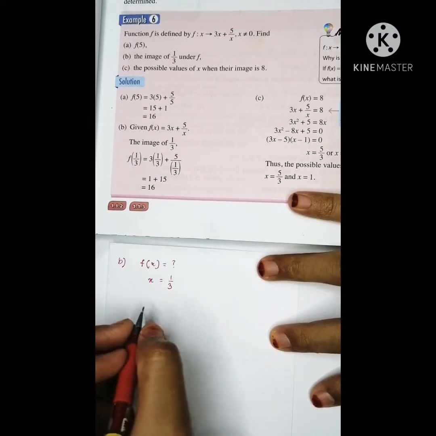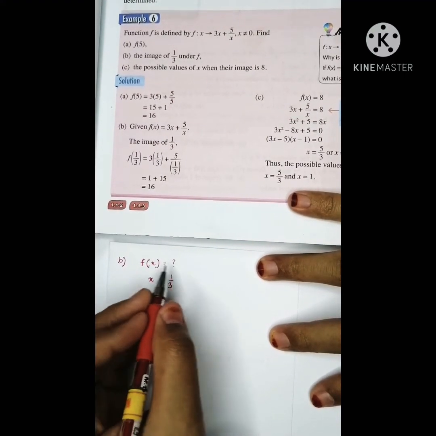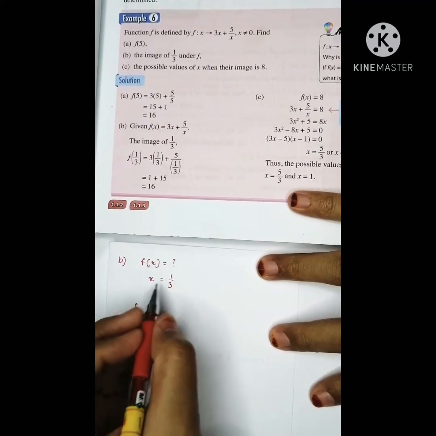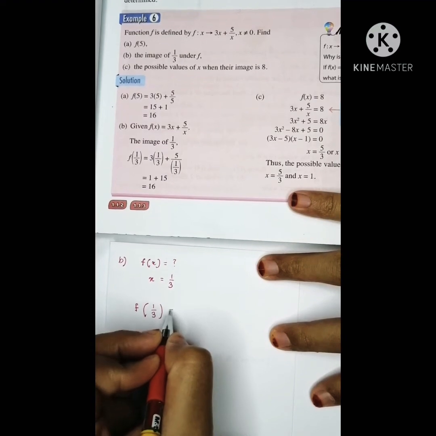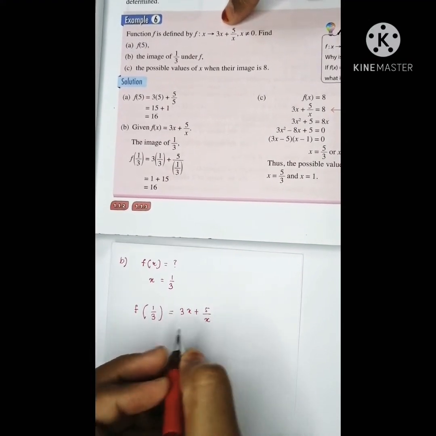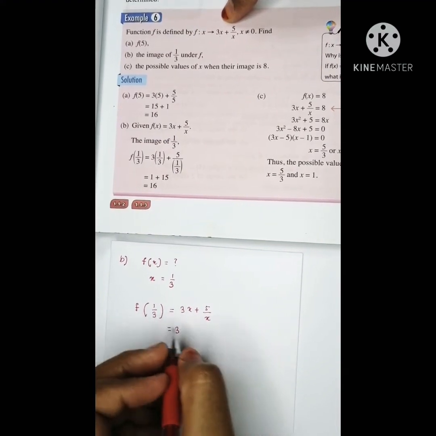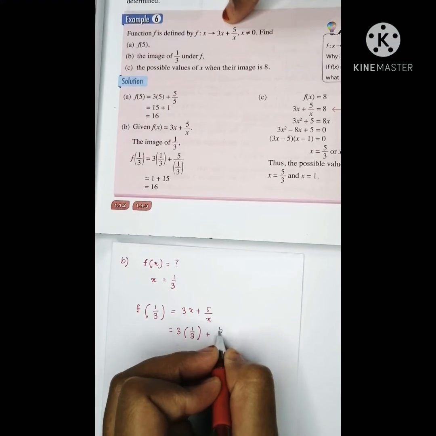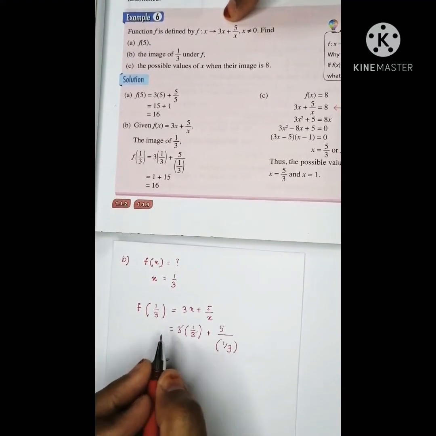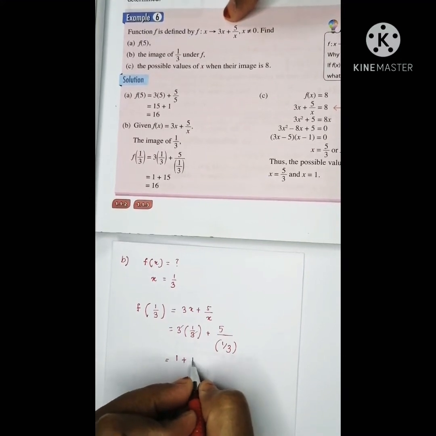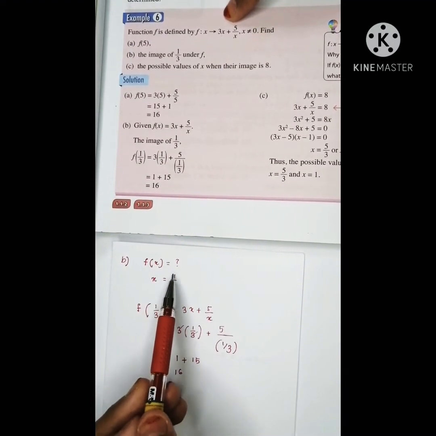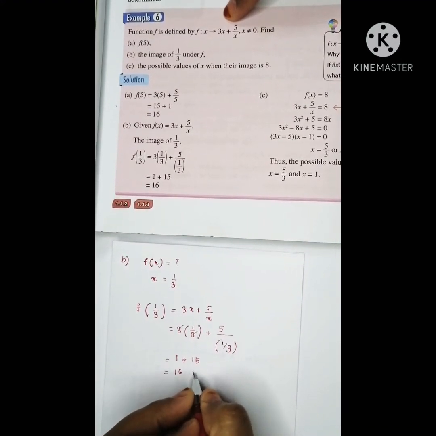How to do it? We know f(x) and the object, which is 1 over 3, but we don't know the image. So just substitute x with 1 over 3 in the function 3x plus 5 over x: 3 times 1 over 3, plus 5 over 1 over 3. The first term cancels to 1, and then plus 15, so you get the answer 16. So for the object 1 over 3, the image is 16.